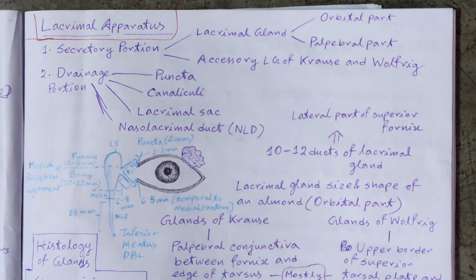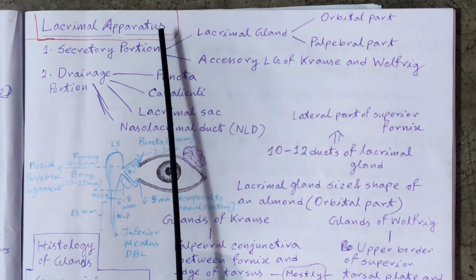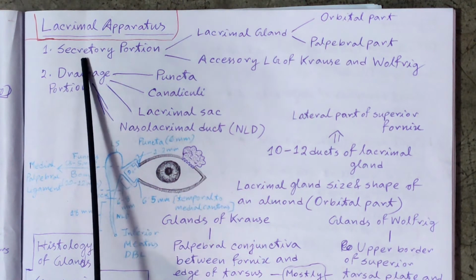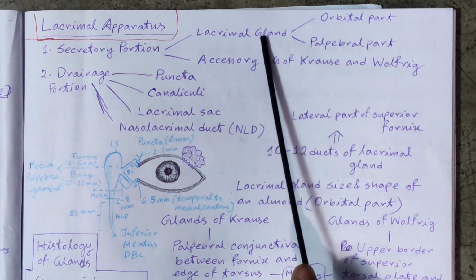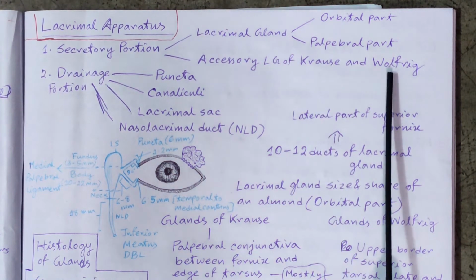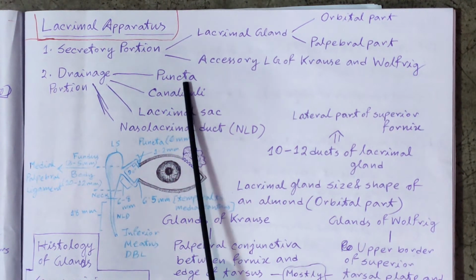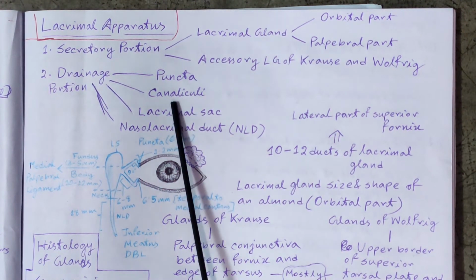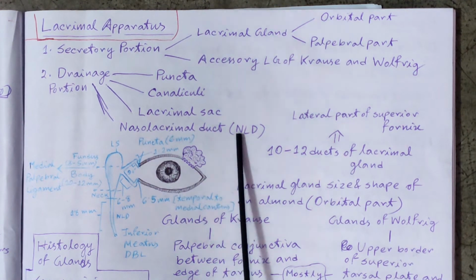Today's topic is lacrimal apparatus. So let's begin. The lacrimal apparatus can be roughly divided into two portions, the secretory portion and the drainage portion. The secretory portion consists of the lacrimal gland and accessory lacrimal glands of Krause and Wolfring. The drainage portion consists of the upper and lower puncta, the canaliculi, the lacrimal sac and the nasolacrimal duct.